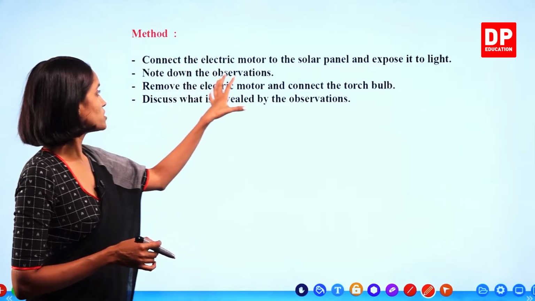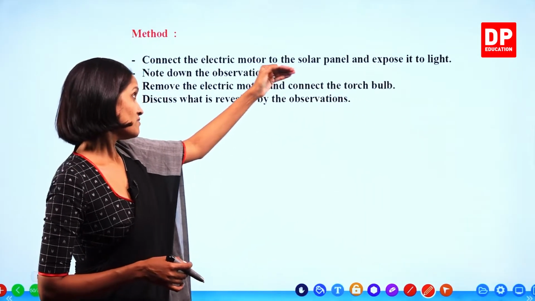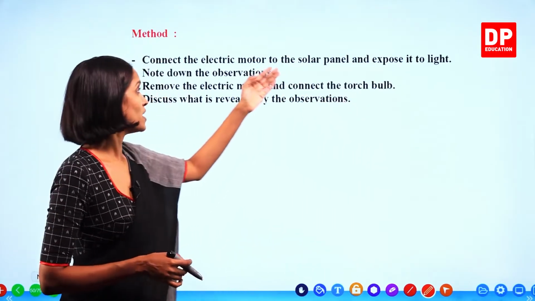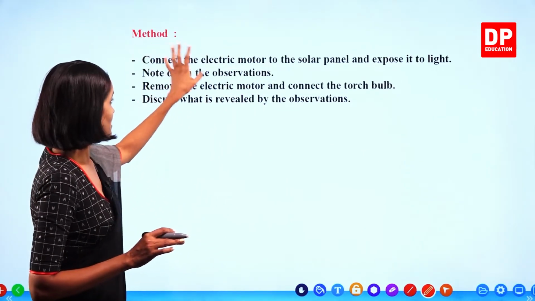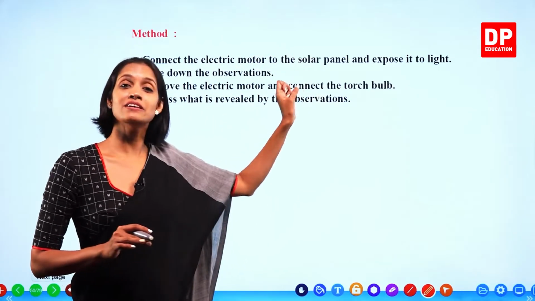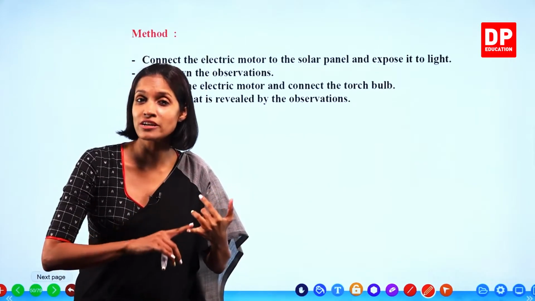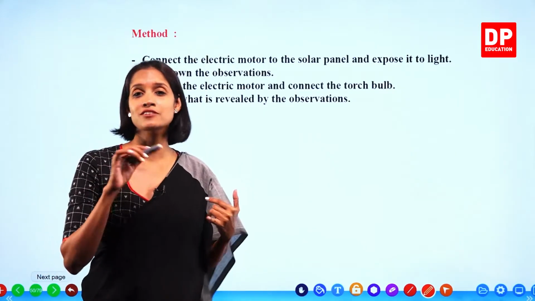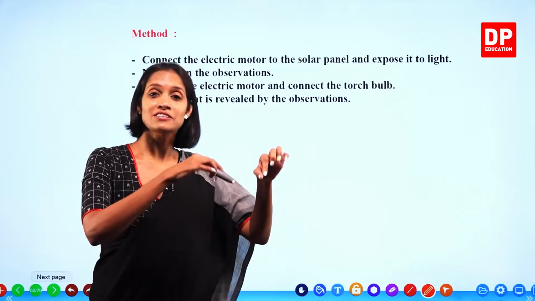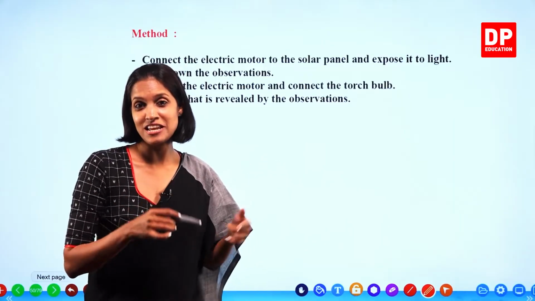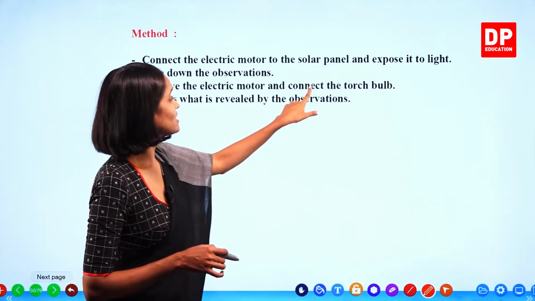Connect the electric motor to the solar panel and expose it to light. When the solar panel is exposed to light, you have to observe what happens, as you have already done. Now you all know, right? When the electric motor with the solar panel is exposed to light, the motor will start to rotate. The motor rotates only if electricity passes through it. So when the solar panel is exposed to light, the solar panel can generate electricity.